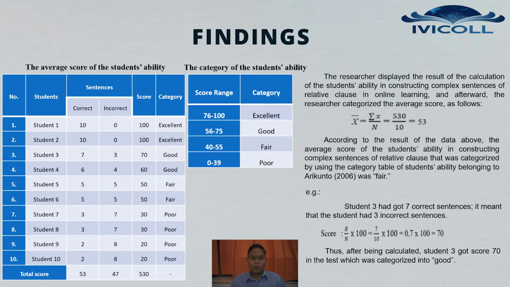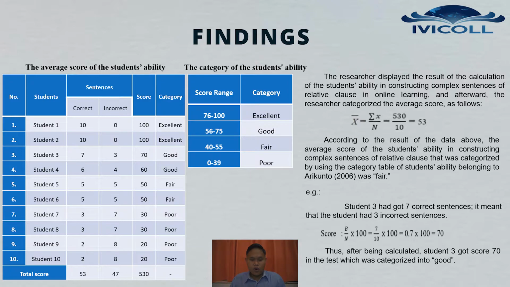Right now, we're going to talk about findings. In this session, I displayed the number of correct sentences and incorrect sentences and the category of the average score of the student's ability in constructing complex sentences of relative clause carried out by the fourth semester students of English education program in a university in Batam, according to the result of the task having been done.